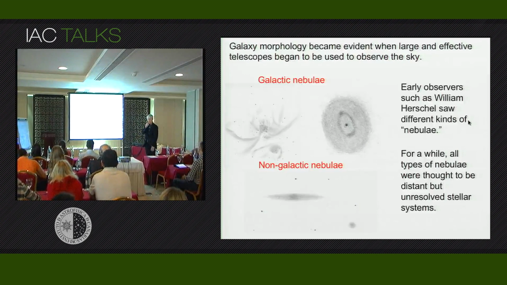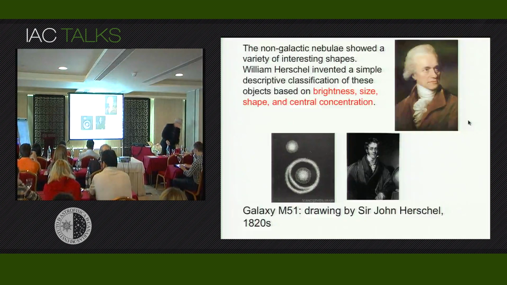But the general suspicion, because this is in the 1700s, 1780s, 1790s, early 19th century, was that all nebulae were unresolved distant star systems, that all you needed was a big telescope to resolve them into stars. And so that was the general idea. These non-galactic nebulae that were seen away from the Milky Way had a variety of interesting shapes.